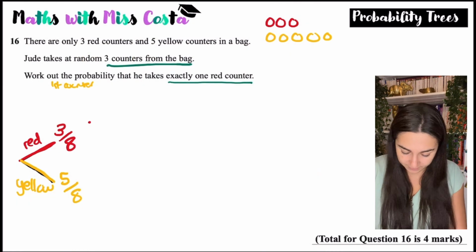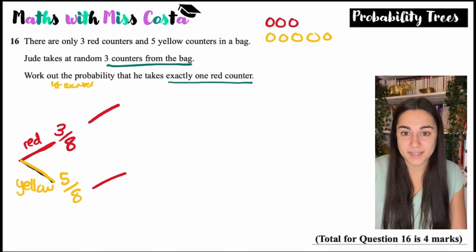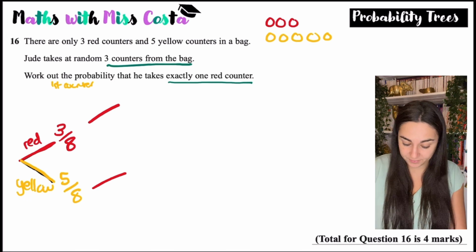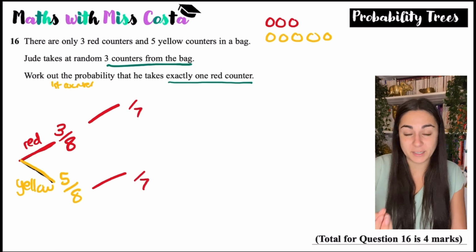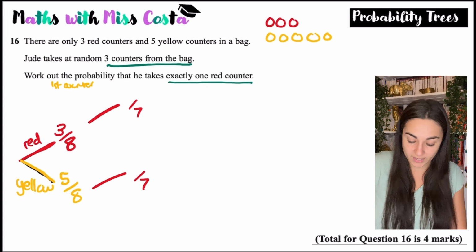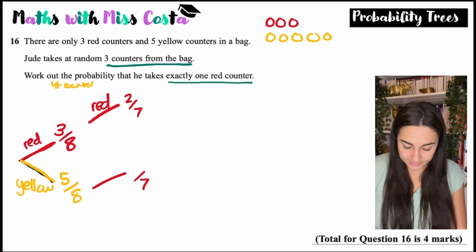So there's an option of having a red or a yellow. If I took a red counter, but I'd already taken a red counter, that means there's only 7 counters left. Okay, so for the second branch, everything is going to be out of 7 because you've already taken a counter out. There's 1 less counter. And if you've already taken 1 red counter, then that means there's only 2 potential red counters left. Okay, same for if you took the yellow.